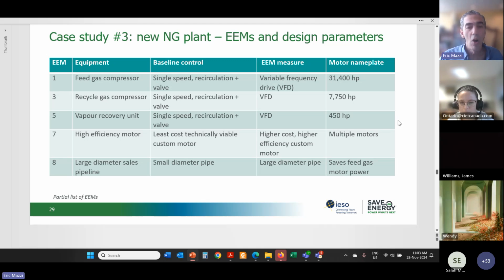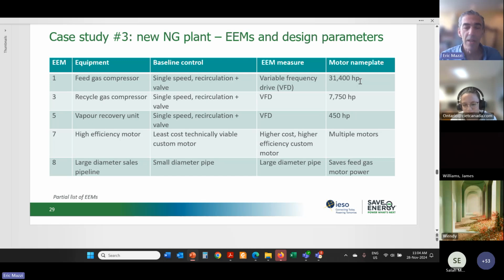And so these are not all of the energy efficiency measures, just a sample of them. This was a newly constructed plant, and it had feed gas compressors where the baseline would have been built with single speed and recirculation as the assumption for some of these big motors. You can see a 31,400 horsepower motor. That's not an off-the-shelf motor. That's nothing you can find a NEMA standard on, for example.